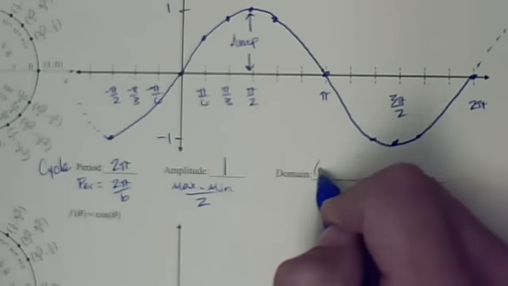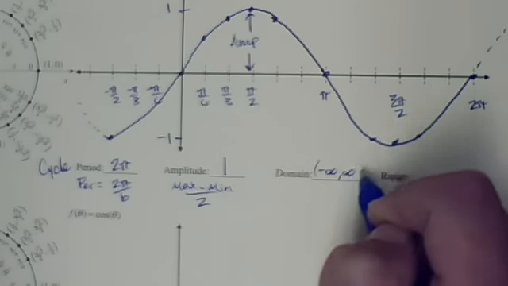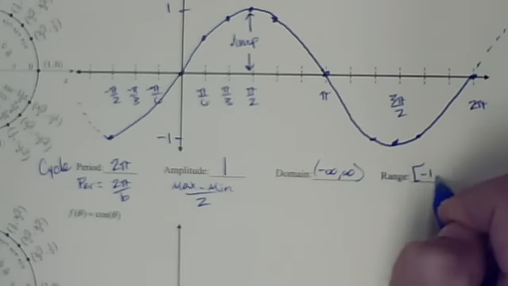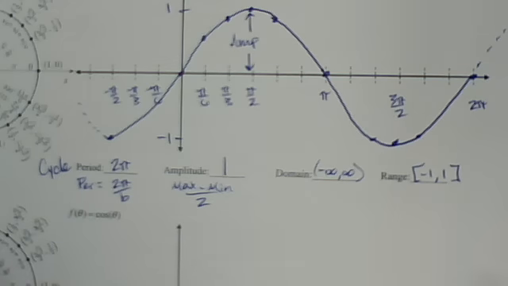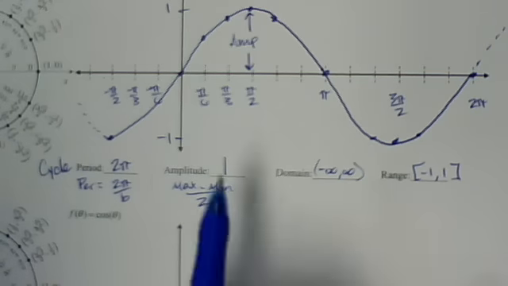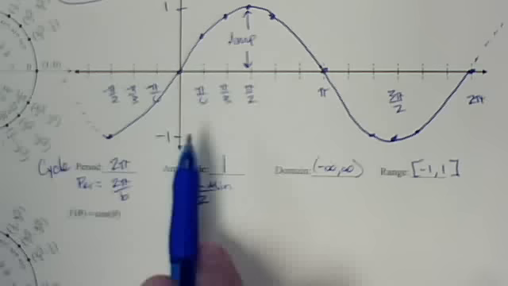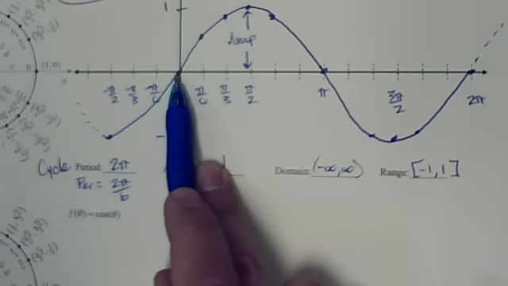The domain, this graph goes forever, positive and negative infinity. The range goes from -1 to 1. Okay, so notice again the sine graph starts at 0, 0.